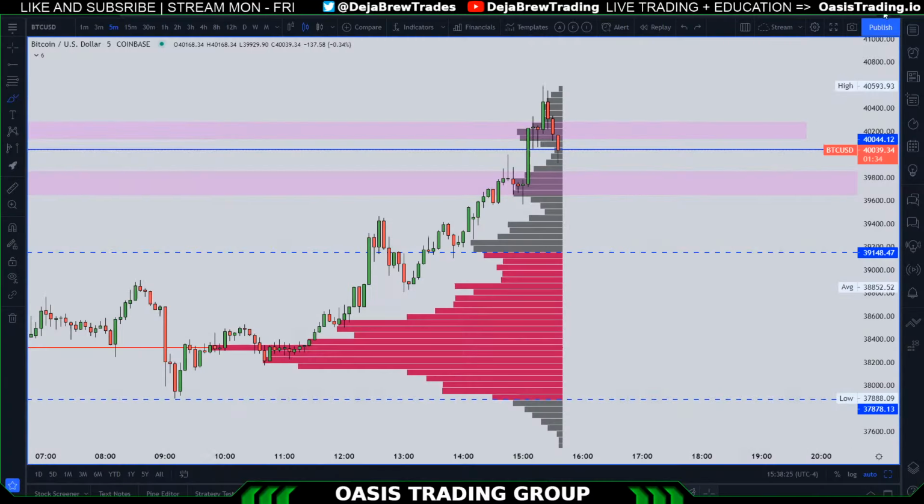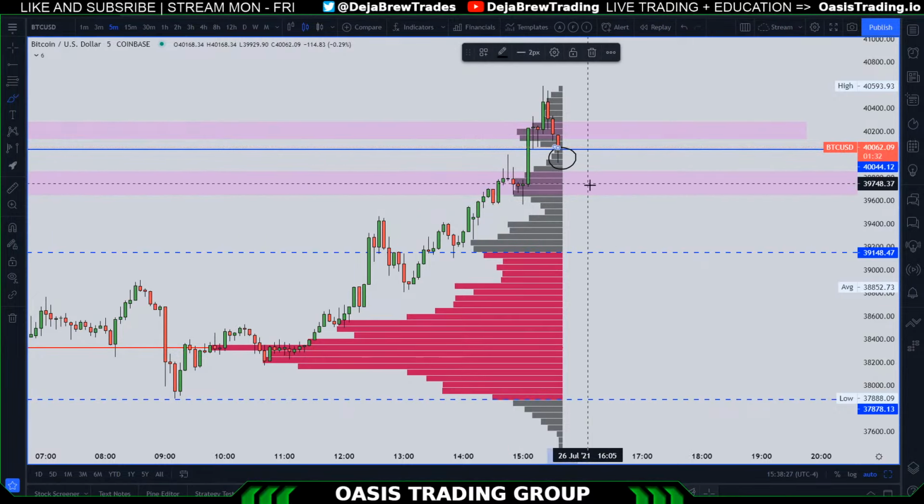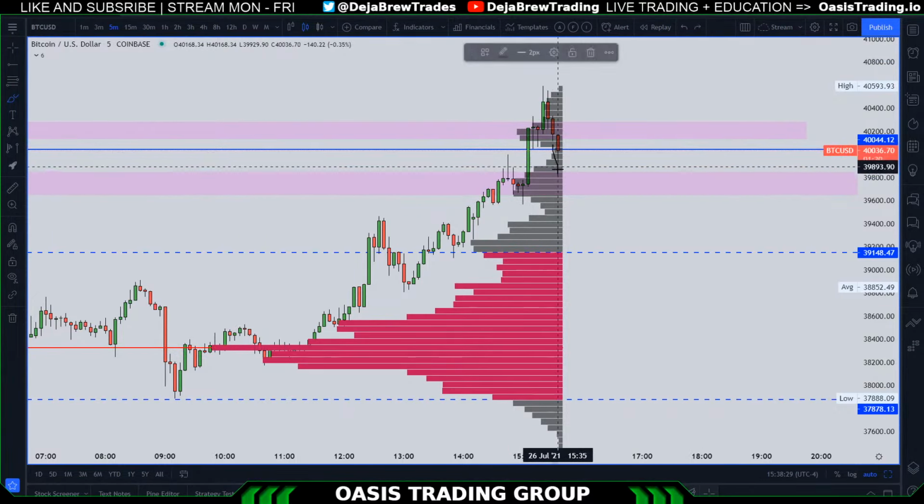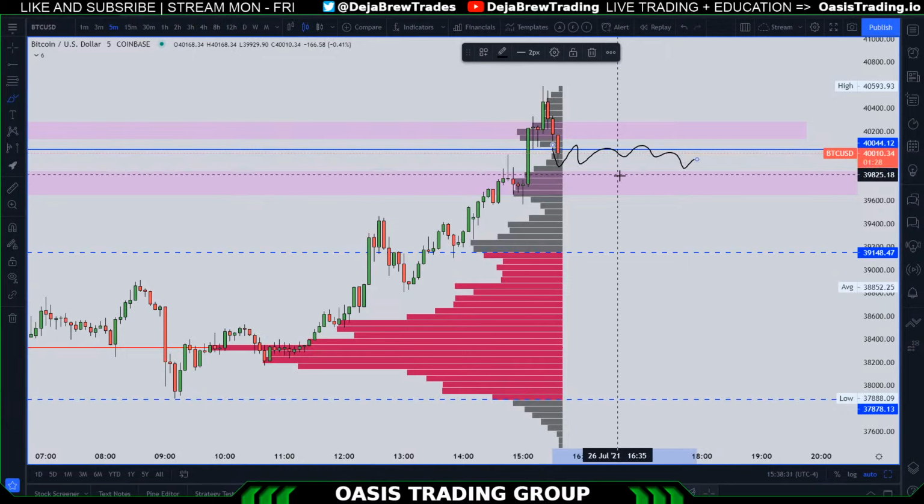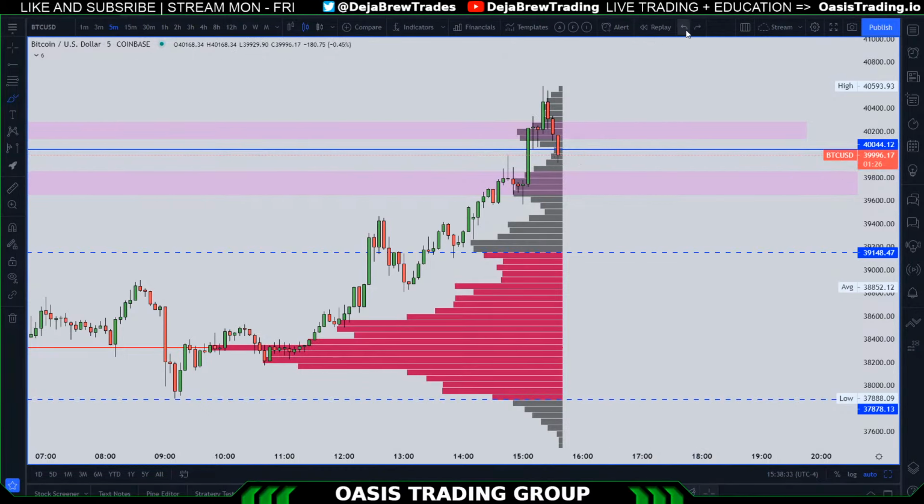So if you're going for that scalp and you're looking to just get a wick kind of like this, and it starts to fill in, your trade is basically dead. You gotta watch out for that.